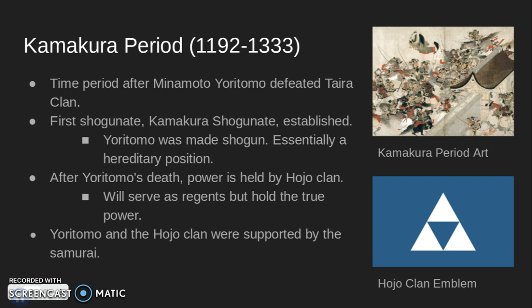And most importantly, the Yoritomo clan and the Hojo clan were supported by the samurai, and this is important because any changes that Go Daigo would like to achieve, he would need the support of the samurai, and that would be a key factor in whatever he achieved. You can see right here some Kamakura period art and the Hojo clan emblem. They were Go Daigo's main enemies during his time in power.